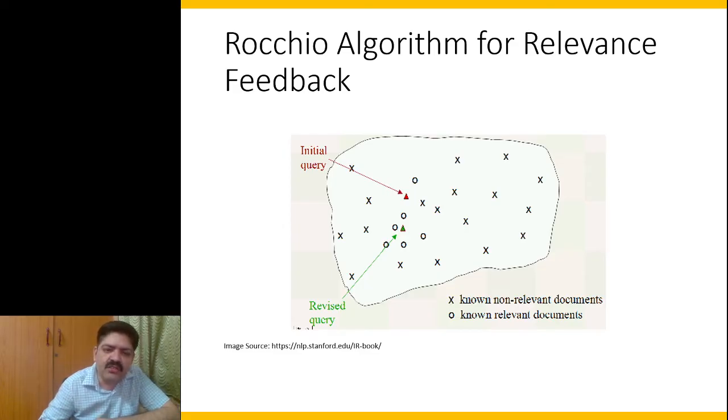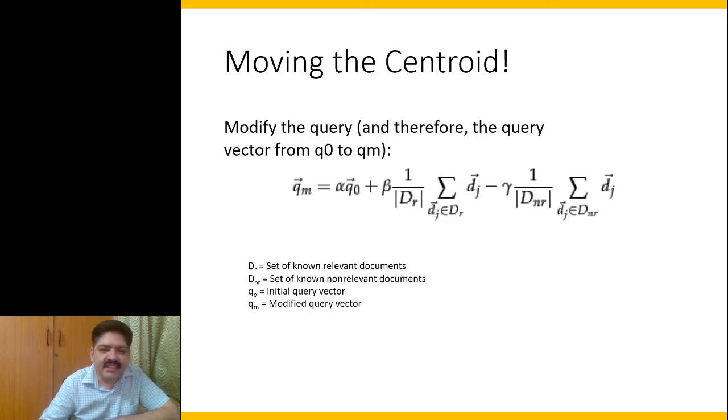So the idea is to move this query vector such that I start matching more relevant documents and fewer non-relevant documents. So the next natural question is, how do I move the query vector? The idea again is pretty simple. All we do is take the initial query vector q naught and move it towards relevant documents.